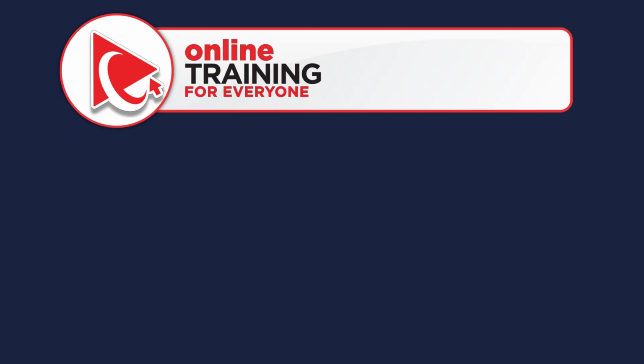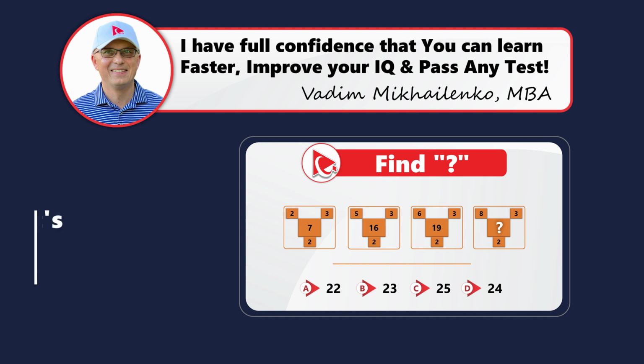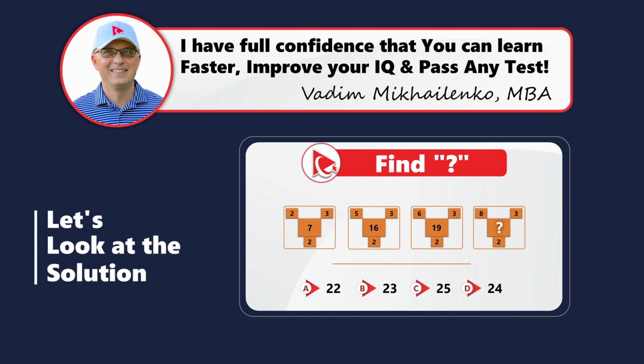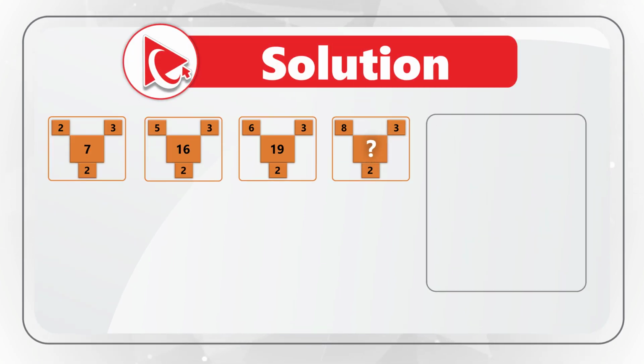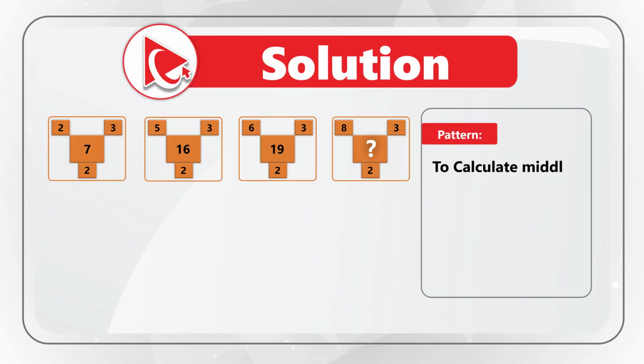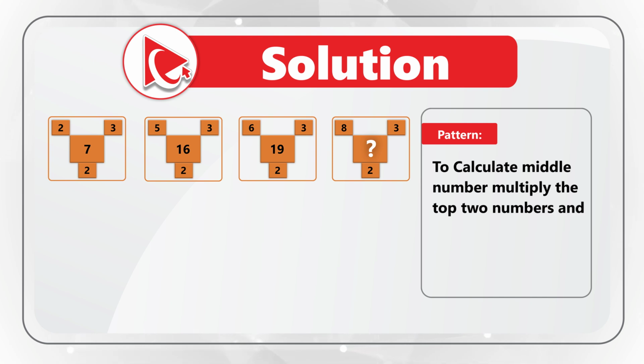Let me share with you my logic and rationale, and obviously if you have a better way to solve it, please make sure to share in comments. I think the pattern here is that to calculate the middle number, you need to multiply the top 2 numbers and subtract 1. Then add the bottom number.